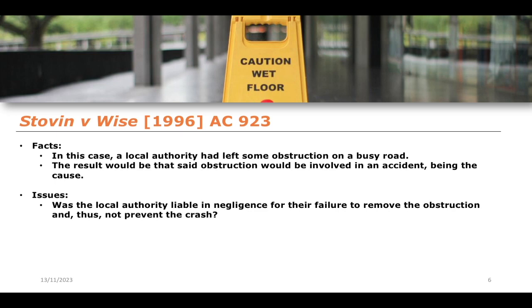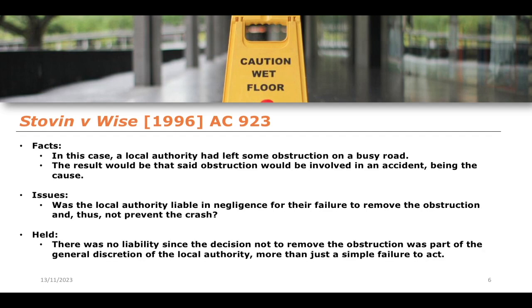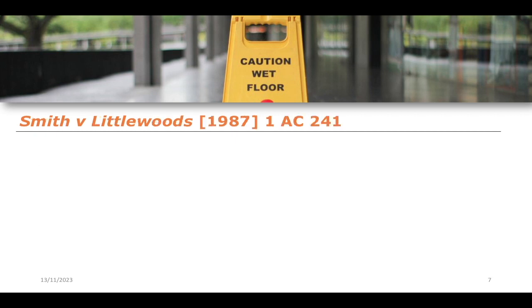That is the question the courts were asking here. It wasn't an act that the local authority had done. They hadn't done something; they had failed to do something. They had failed to remove this obstruction, which then led to a car accident. It was held that there was no liability, since the decision not to remove the obstruction was just part of the general discretion of the local authority. It wasn't really something that they should have done or had to have done. It was just part of their discretion as a local authority to leave this obstruction visible and in the way. So it was less a failure to act and more the general state of affairs that had existed within this local authority.